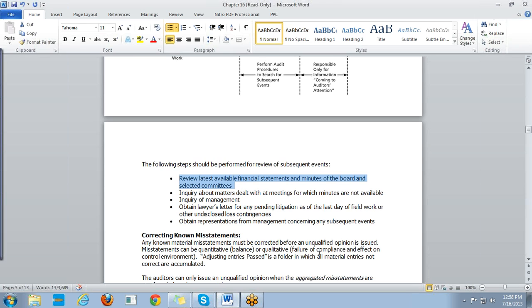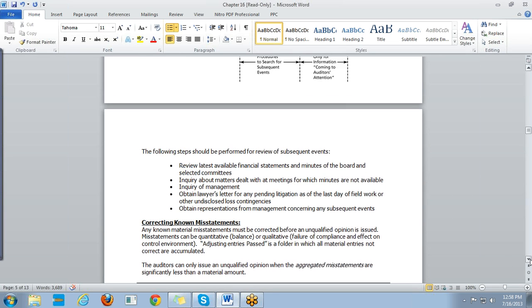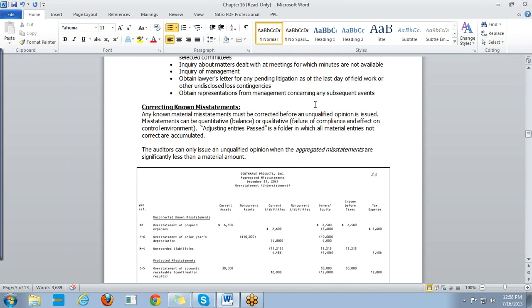Review latest financial statements, because by the time you issue the December audit report, you could well be in March and the first quarter of the next year may be available. Look for minutes of the meetings. Talk to management. Get an attorney's letter for any pending litigation. Obtain representations from management concerning any subsequent events. Okay? Those are the things that you need to be careful about.